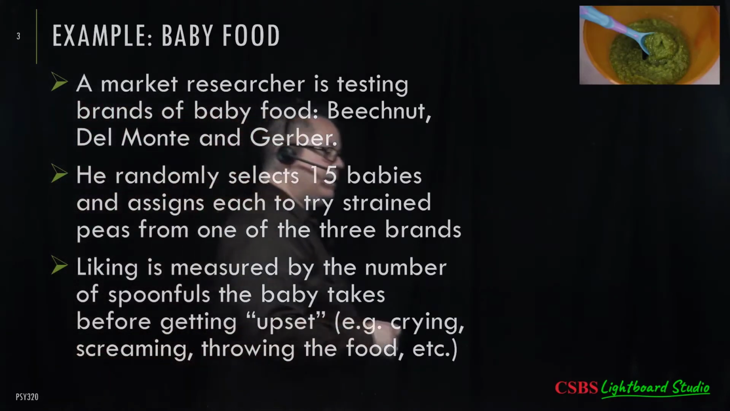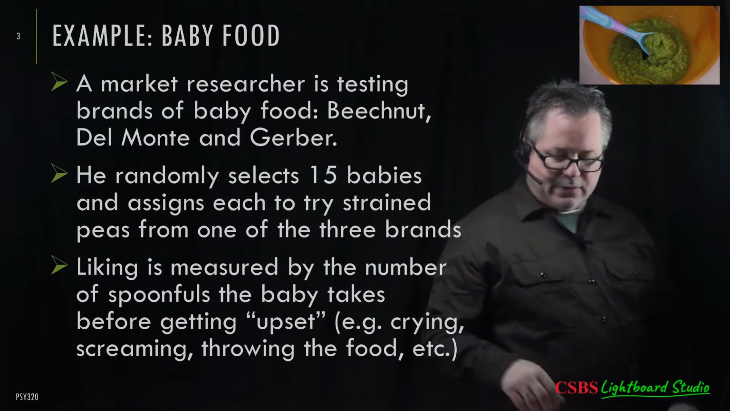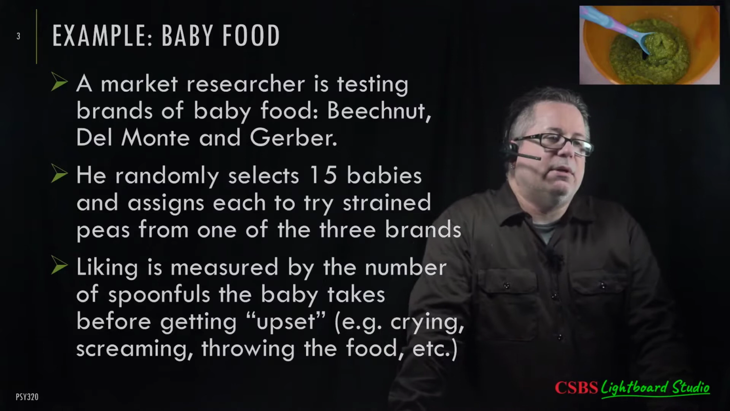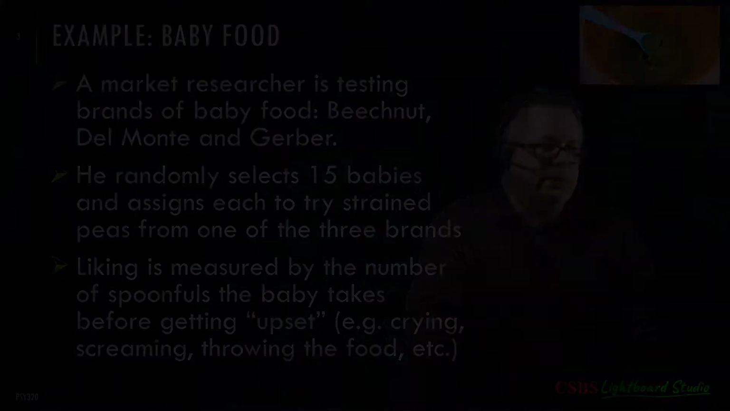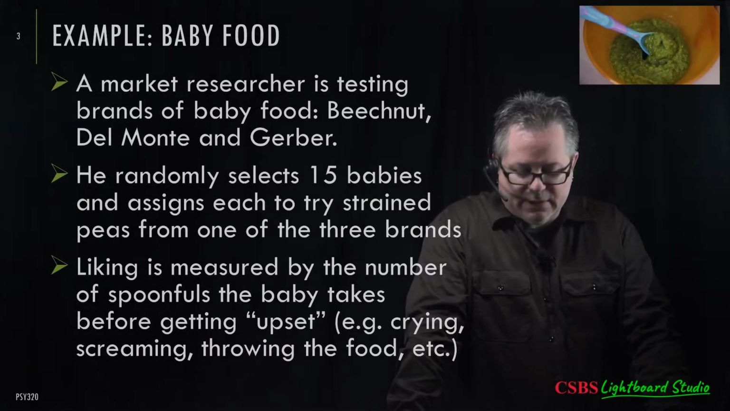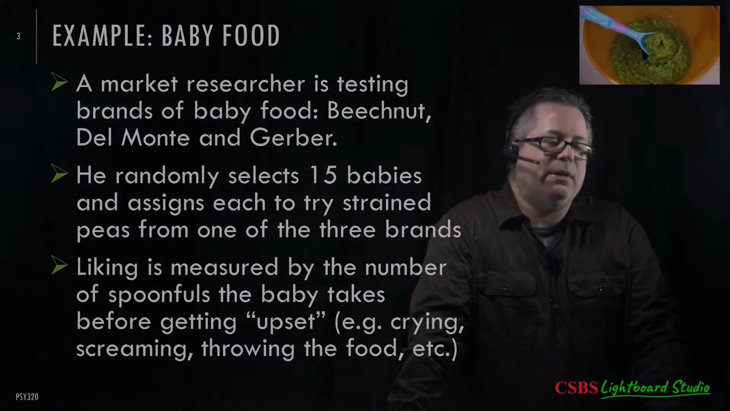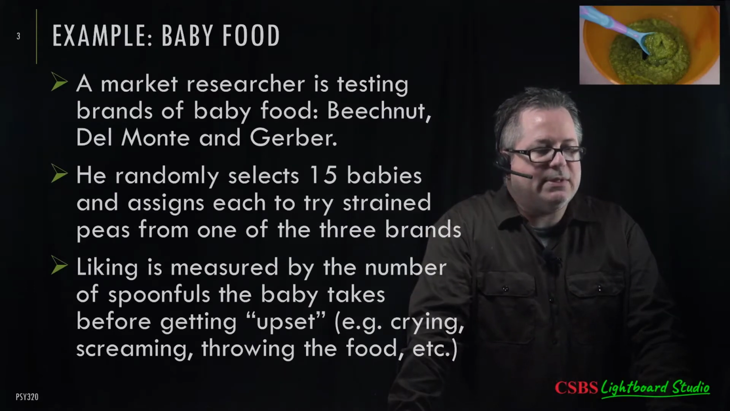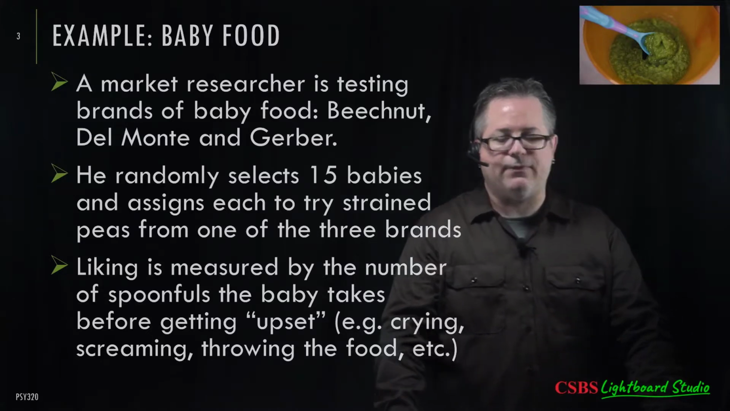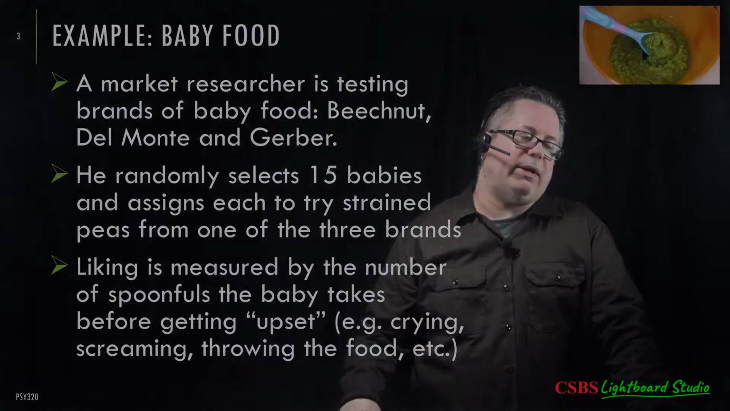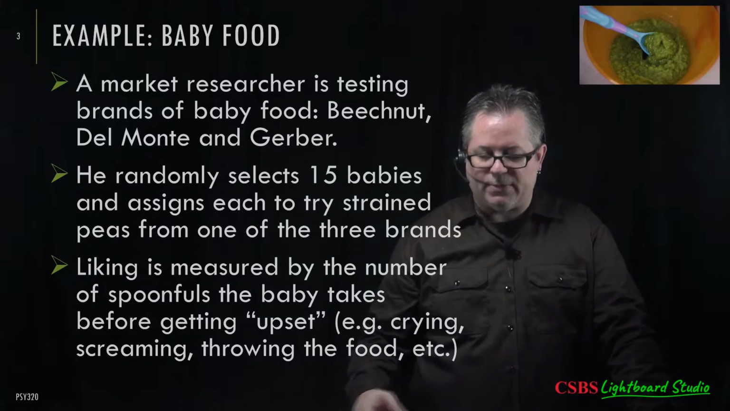All right, so say you're working for a market research company and you're trying to determine which of these competing brands of baby food, Beech-Nut, Del Monte, Gerber, and there are others, I just chose these three, seems to be the most preferred by the babies that have to eat them. So this market researcher randomly selects 15 babies, and randomly assigns 5 babies each to try one of the 3 brands, eating all the same food. So they use strained peas for all of it. It's just the 3 different brands, but they're all doing strained peas.